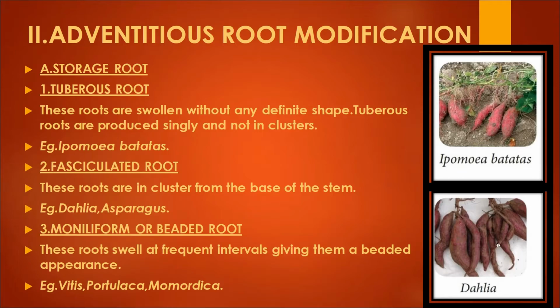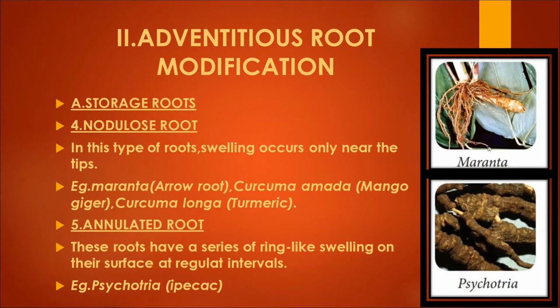Fasciculated root, the second one. These roots are clustered at the base of the stem. Example, Dahlia, asparagus. Moniliform roots or beaded roots. These roots swell at frequent intervals and give a beaded appearance. Example, Vitis. Nodulous root. In this type of root, the swelling occurs only near the tips. The root will be a normal root, only at the tip there will be swelling. Then it is a nodulous root. Example, Maranta, arrowroot, Curcuma amada, mango ginger, and Curcuma longa, turmeric.